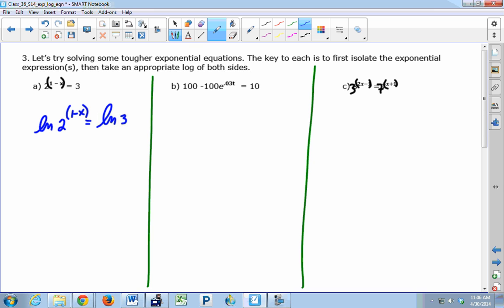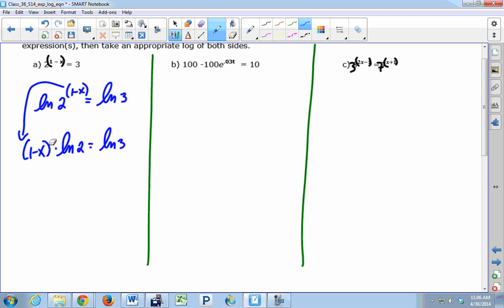Now, I use my power rule for my logs, and that power rule is going to take that power and bring it right down in front of the natural log of 2. There we go. And now I have a coefficient. This would be just like the problem, some number times 1 minus x equals another number over here. So I'm going to divide both sides by the natural log of 2 because that's the coefficient. And I get 1 minus x equals the natural log of 3 over the natural log of 2.